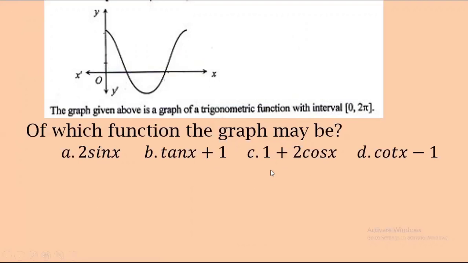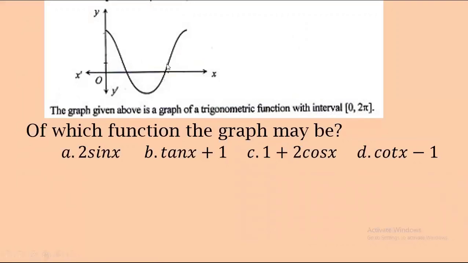Now we'll discuss C later. Why D is not? Same as for tan. For cot, in this range, at least one or two places it is infinity. That is, at least one or two points it is discontinuous. But the graph here is continuous. So continuous figure we get only for sine and cos.